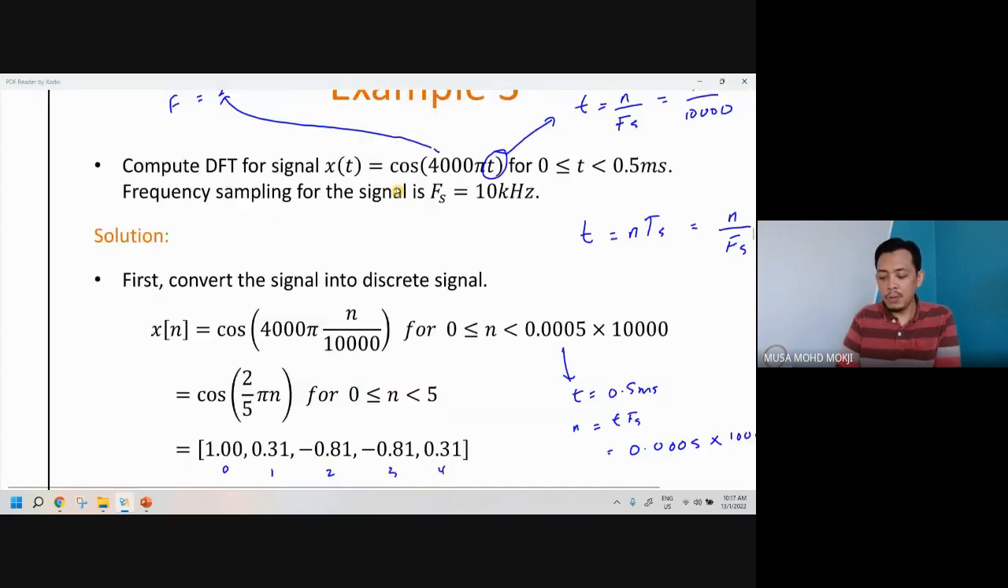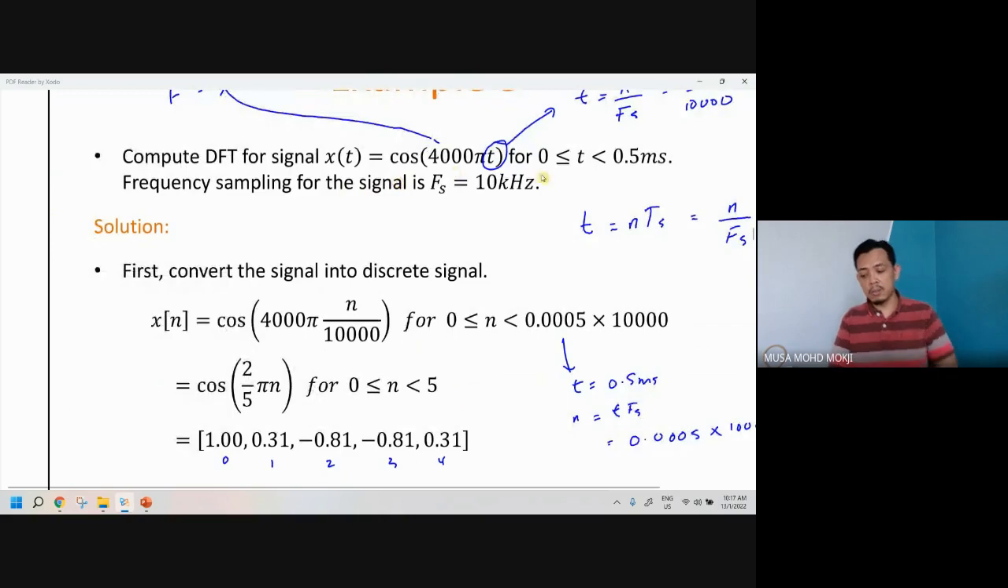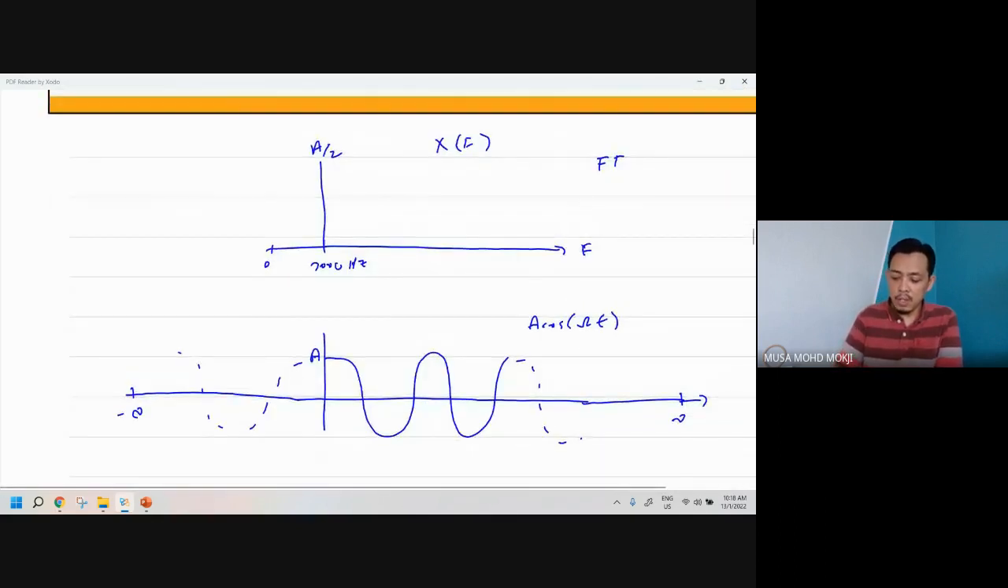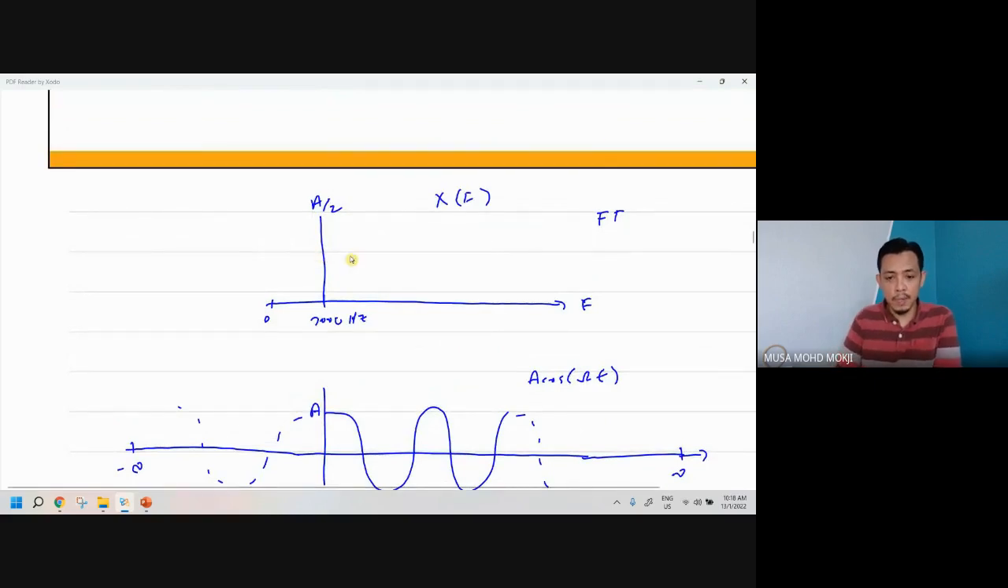And if we look at our signal here, it is not starting from minus infinity up to infinity. It doesn't start at minus infinity and it doesn't end at infinity. So there is some limitation here. The period is very short, from 0 up to 0.5 millisecond. And what will happen here is you're not going to get a perfect single peak over here. What you will get is something like this, right? So you're going to have what we call side lobes.